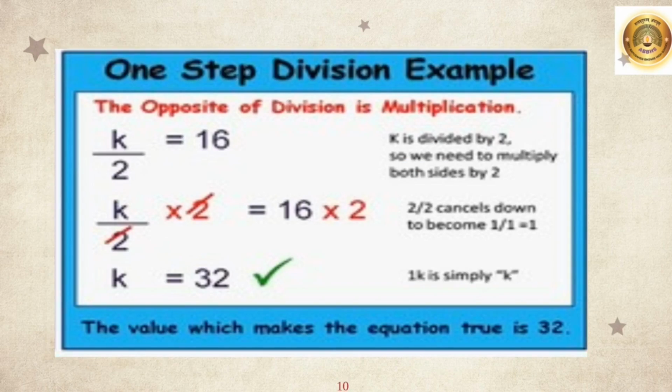Now this is an example of division. The opposite of division is multiplication. So when you have k by 2 is equal to 16, what you do is multiply both sides by 2. So you get the value of k as 32. So using these methods, we can find the solution of an equation.